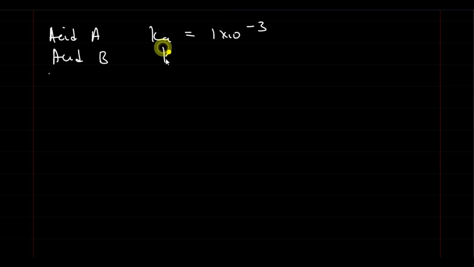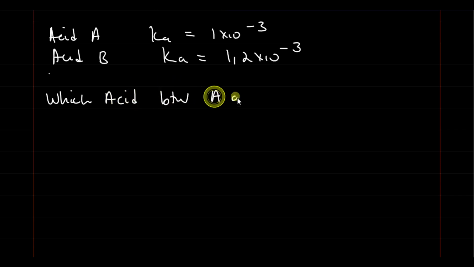But we can ask you: if I have two acids, acid A and acid B. Acid A has a Ka value of 1 times 10 to the power minus 3, and this one has a Ka value of 1.2 times 10 to the power minus 3. Now, they can ask you which acid is a stronger acid? Which acid between A and B is a stronger acid?